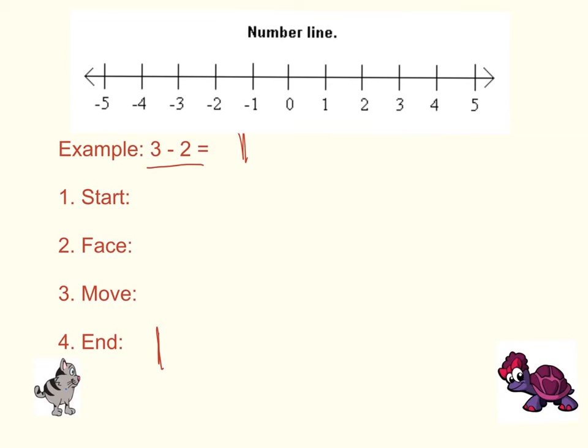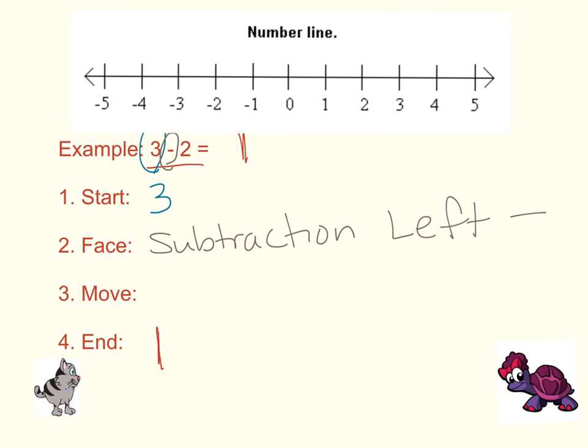So here we start on the first number, which is 3. So we're going to start on +3. That's where we're starting. Now we need to decide which way we're going to face. So in order to decide which way we're going to face, we need to look at, is it addition or subtraction? It's subtraction. So that means we are facing left because it's subtraction. That means I get to use my turtle.